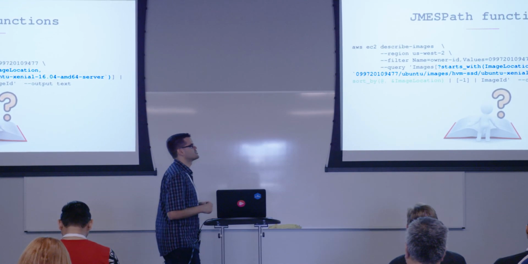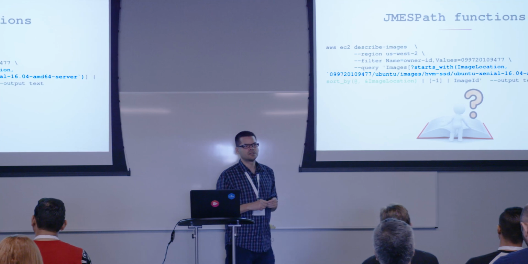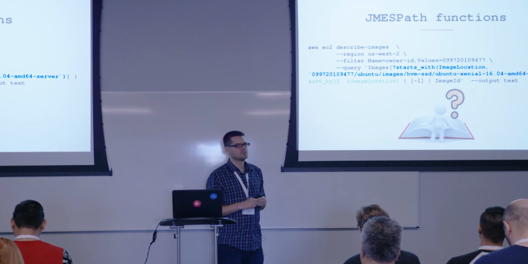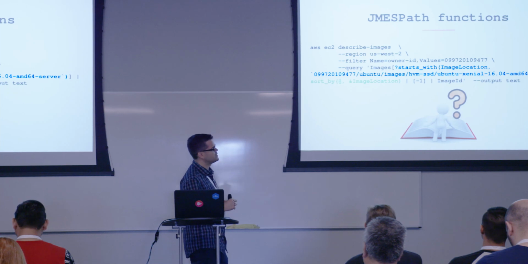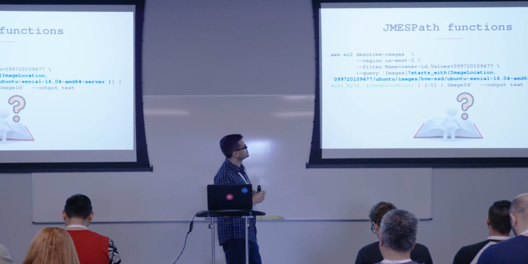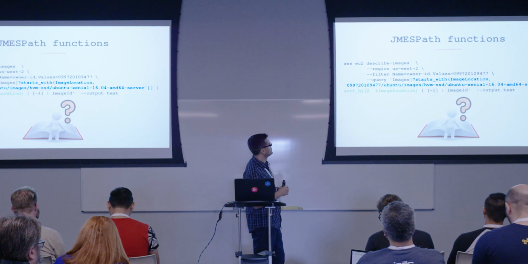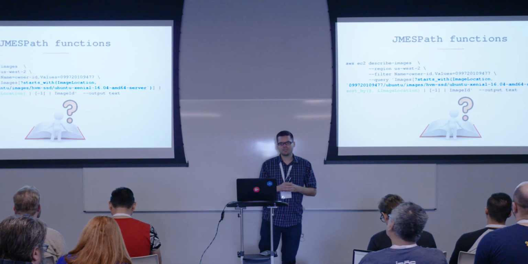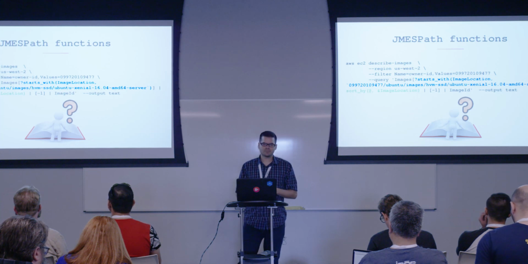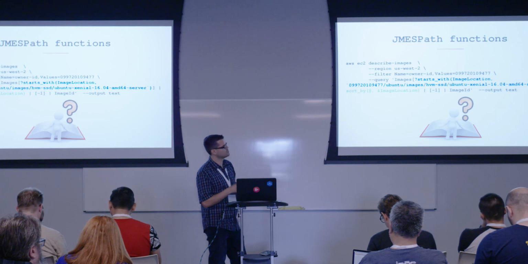JMESPath also has functions. So if you really need to do a lot of manipulation with the output of your AWS CLI commands, you can take a look at the available functions in the JMESPath query language. In the example on screen, I'm using the starts_with function to filter some of the output, and then later I'm also using a sort_by function as well. So there's lots of different things you can do with JMESPath query language, and depending on your needs, you might need to look into what's available there and how to filter, sort, and manipulate the output that you're getting back from the AWS CLI.